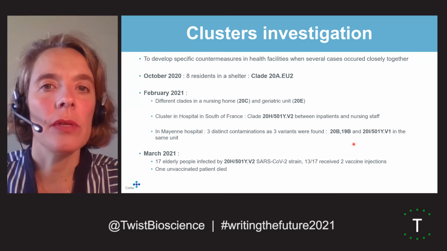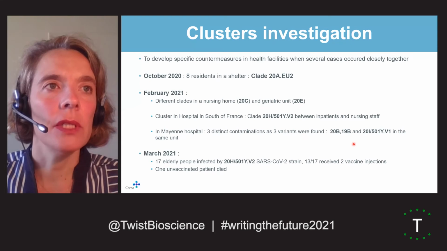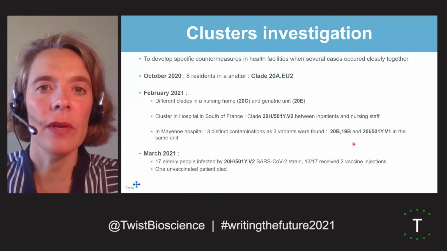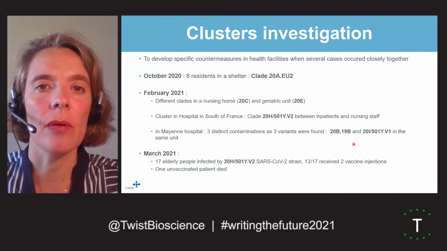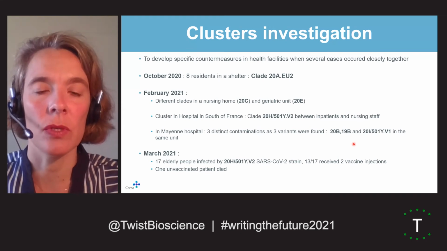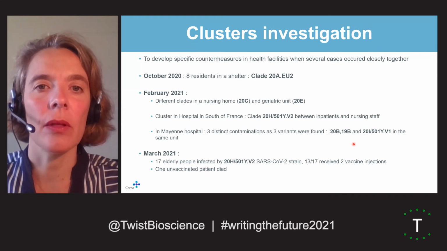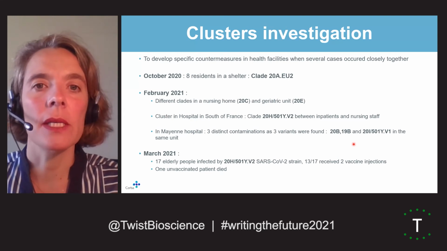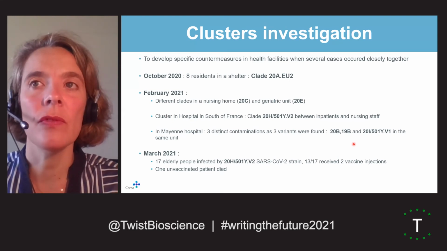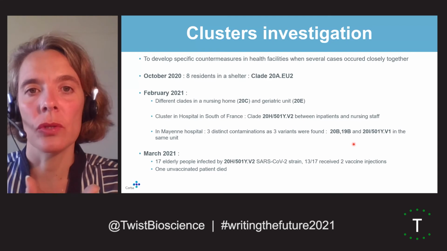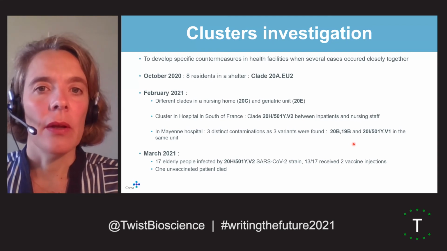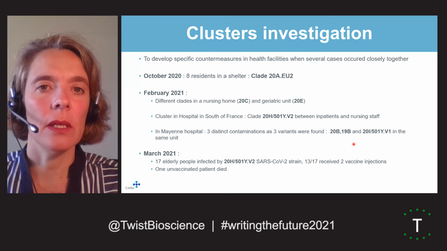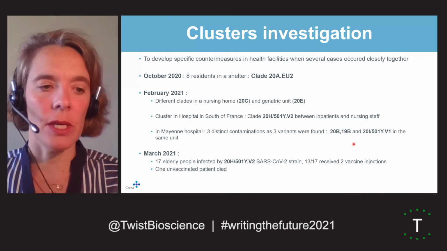In March 2021, 17 elderly people were infected by the V2, also called the South African SARS-CoV-2 strain, and 13 out of the 17 people had received 2 vaccine injections, a total vaccination. The only one who died was an unvaccinated patient.